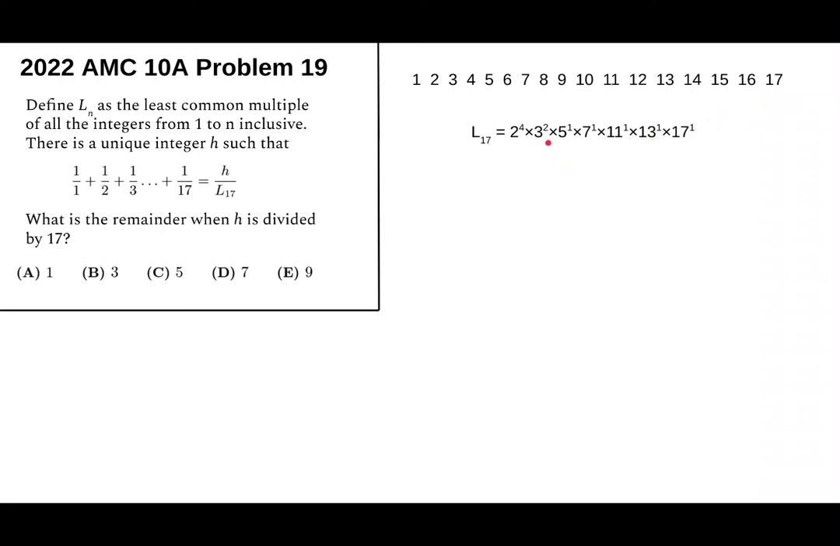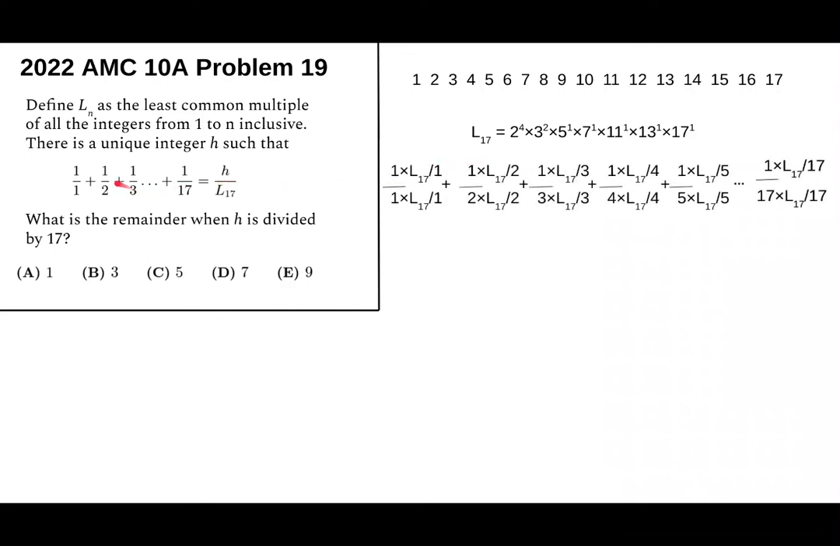And when we do the same with 3 squared, because 9 is the greatest power of 3 less than 17, that leaves us with only the factors of 5, 7, 11, 13, and 17. They all have maximum powers of 1 because their squares are all greater than 17. So this is the LCM.